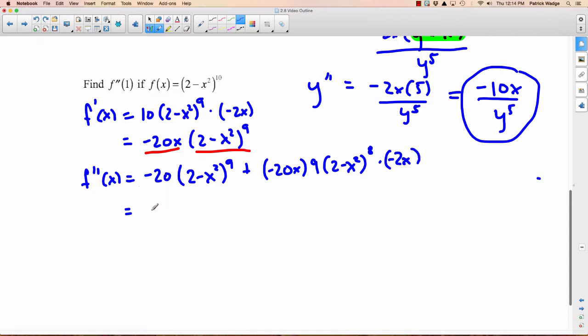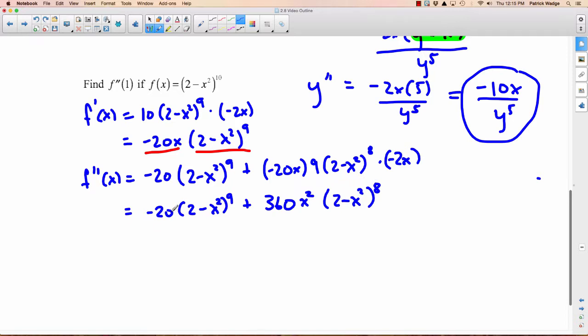Okay, I say we simplify just a little bit. Let's keep the negative 20 the same. You can just plug in right now, but I'm going to simplify just a little bit. So we have negative 20x times 9 and also times negative 2x. So negative and negative means we're going to have a positive. 20 and 9 is 180 times 2 is 360. And then we have x and x is x squared. And what we still have is 2 minus x squared all to the 8th power. So you're ready now to plug in.